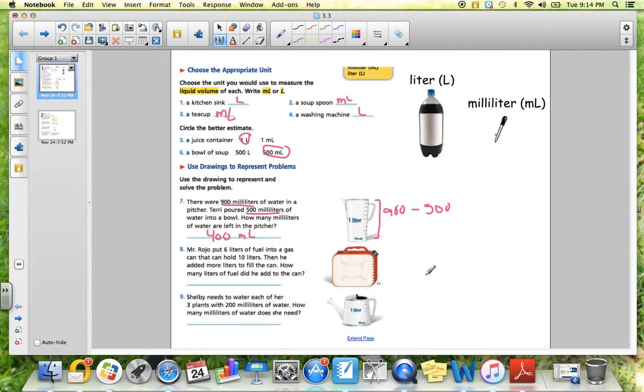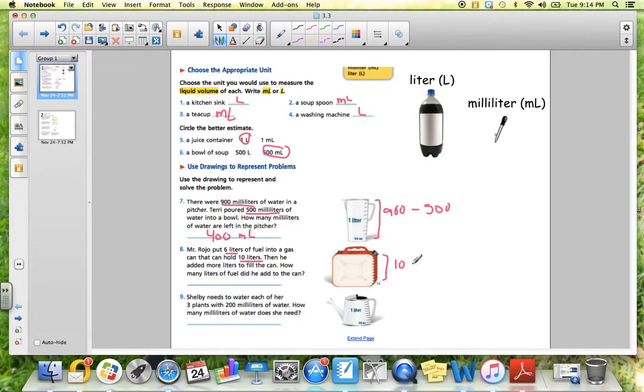And I'm going to write the abbreviation because it's easier for me. Milliliters. Okay, number 8. Mr. Rojo puts 6 liters of fuel into a gas can that can hold 10 liters. Then he added more liters to fill the can. How many liters of fuel did he add to the can? So he had 6 liters, and he put it into a gas can that can hold 10. Then he added more to fill it up. Okay, so this represents the whole 10, because it can hold 10, right? And he had 6 that he put in.